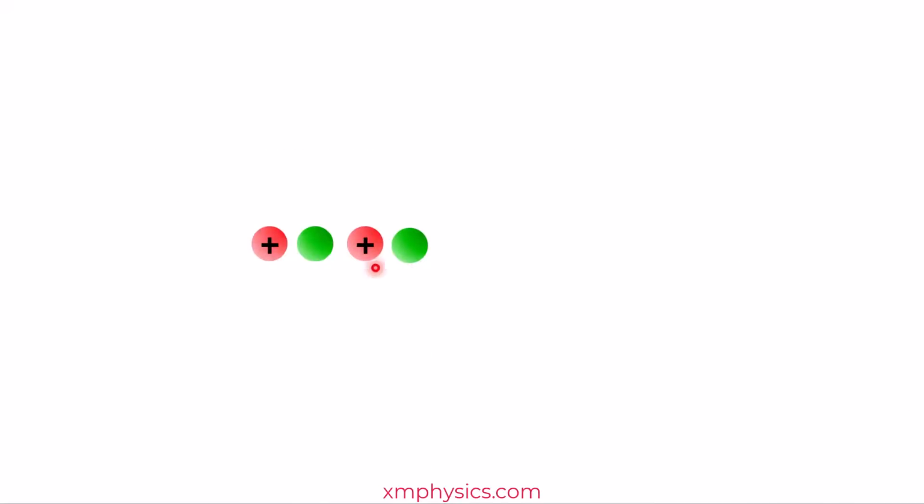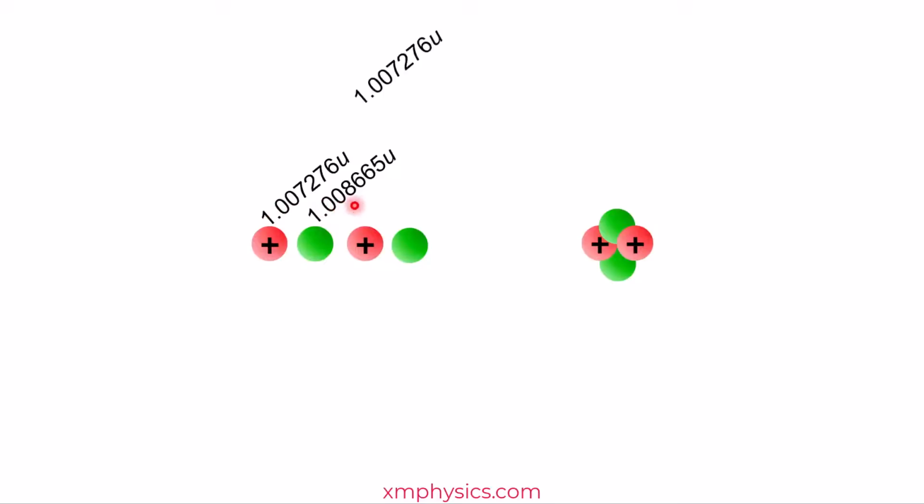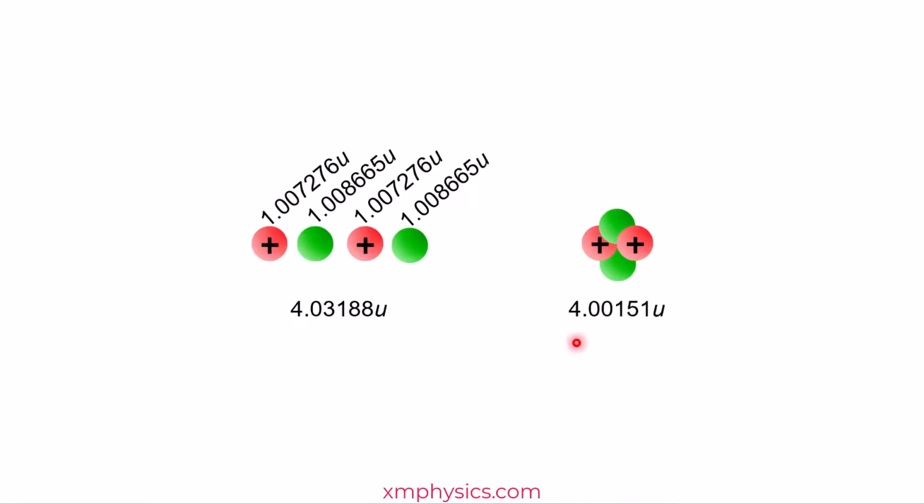So we have here 2 protons and 2 neutrons. We know that 4 of them are able to bind together to form the helium-4 nucleus. We know that the mass of an individual proton is this number, the mass of an individual neutron is this number. So if you add this to this plus another mass of a proton plus another mass of a neutron, we arrive at this number. But what is the mass of the helium-4 nucleus? It's measured to be this number here.